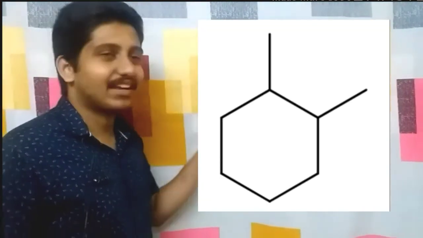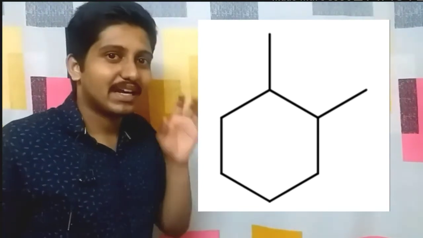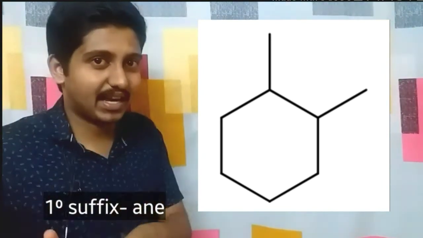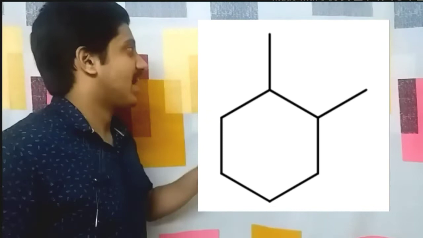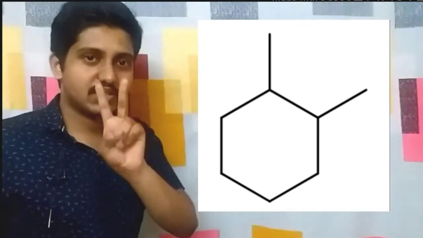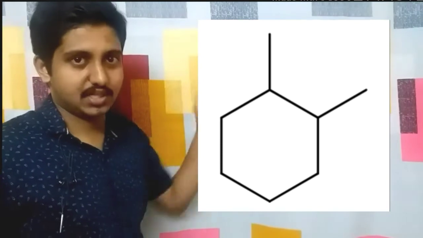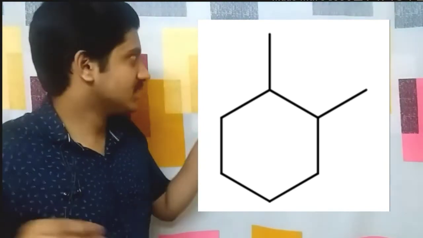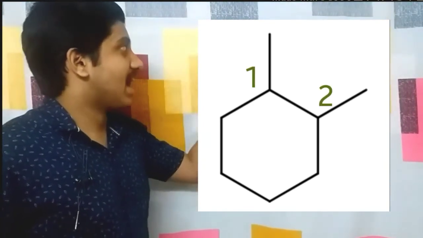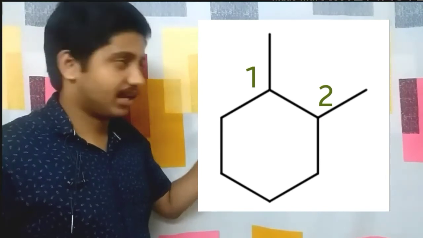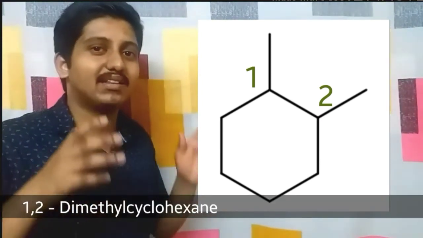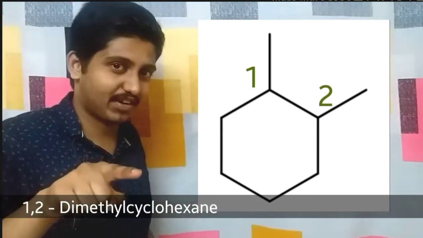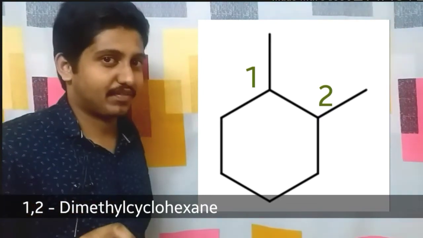You can see a cyclic ring with 6 carbon atoms. So its root word will be hex and the ending or the primary suffix will be ane, since it is an alkane, single bonded. And now you can see that there are 2 substituents at 2 positions. So how will we number it? Since they are the same, you can number it in any order. That is, we can number it as 1,2-dimethyl, and hence the name will be 1,2-dimethylcyclohexane. Here 1,2-dimethyl will be the secondary prefix and cyclo will be the primary prefix and so on.